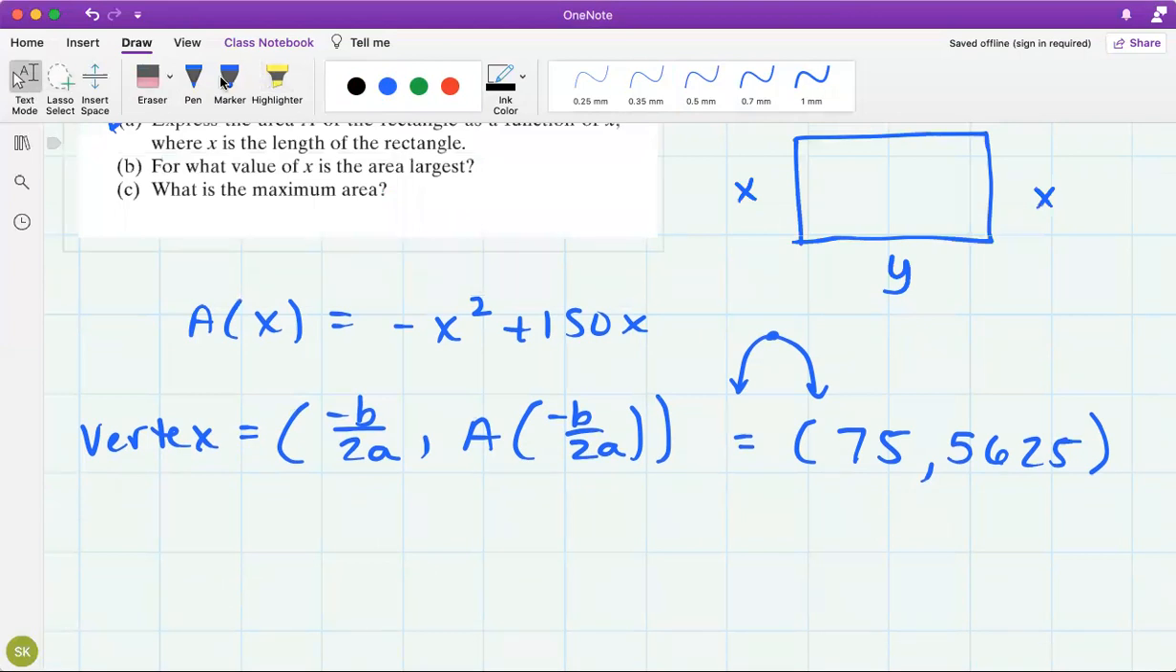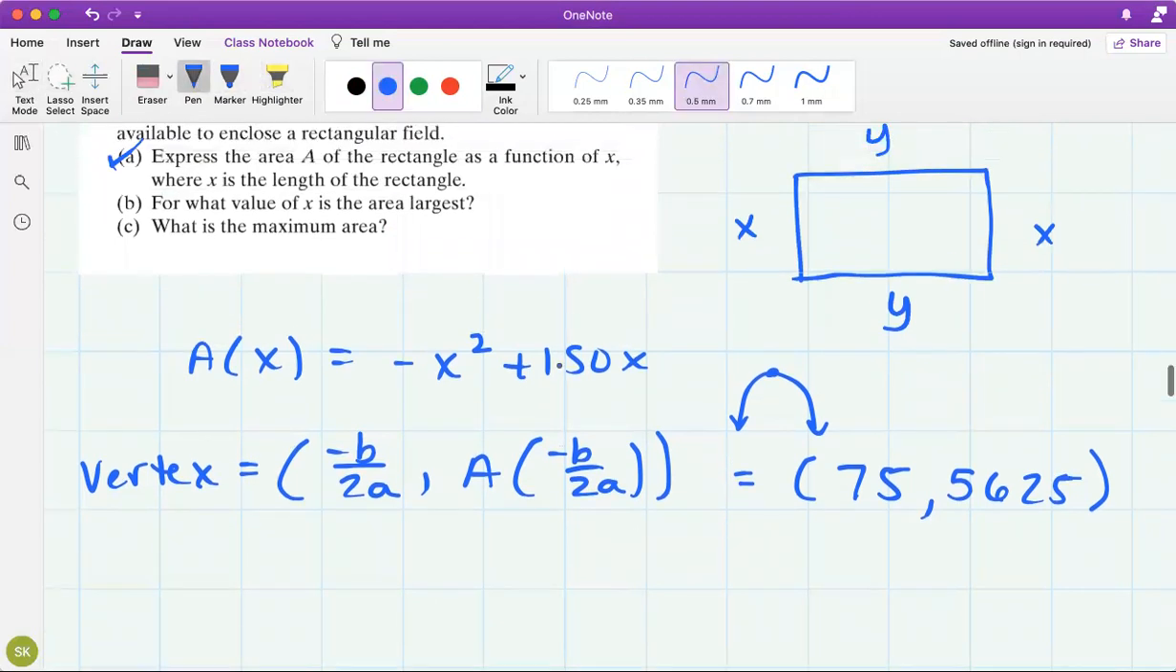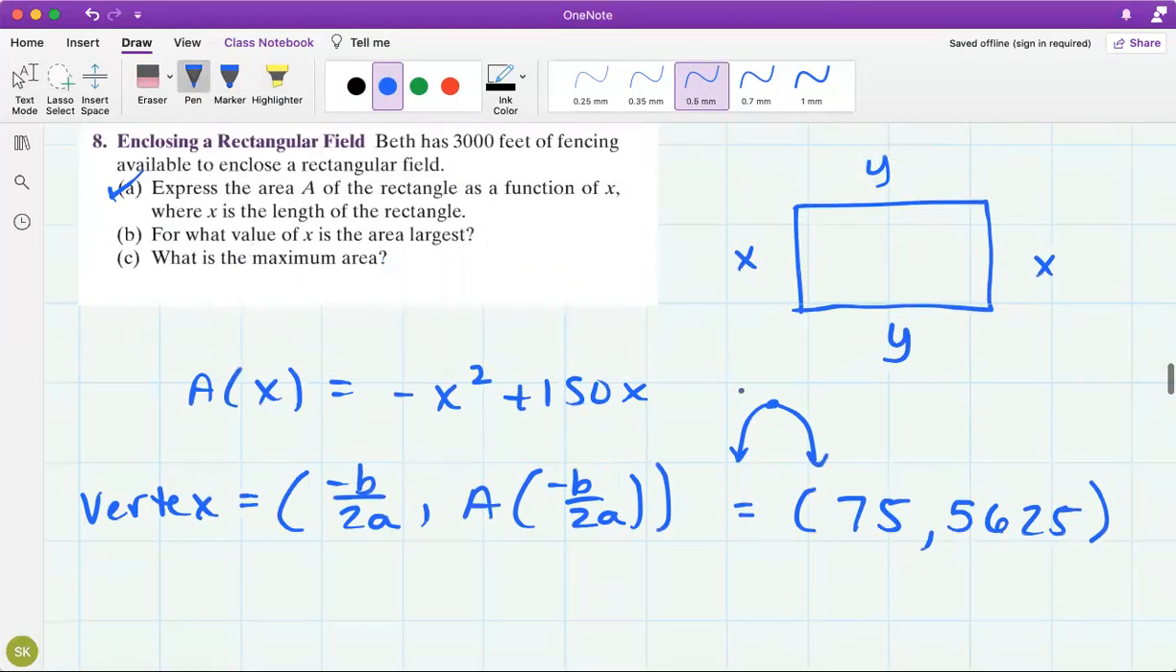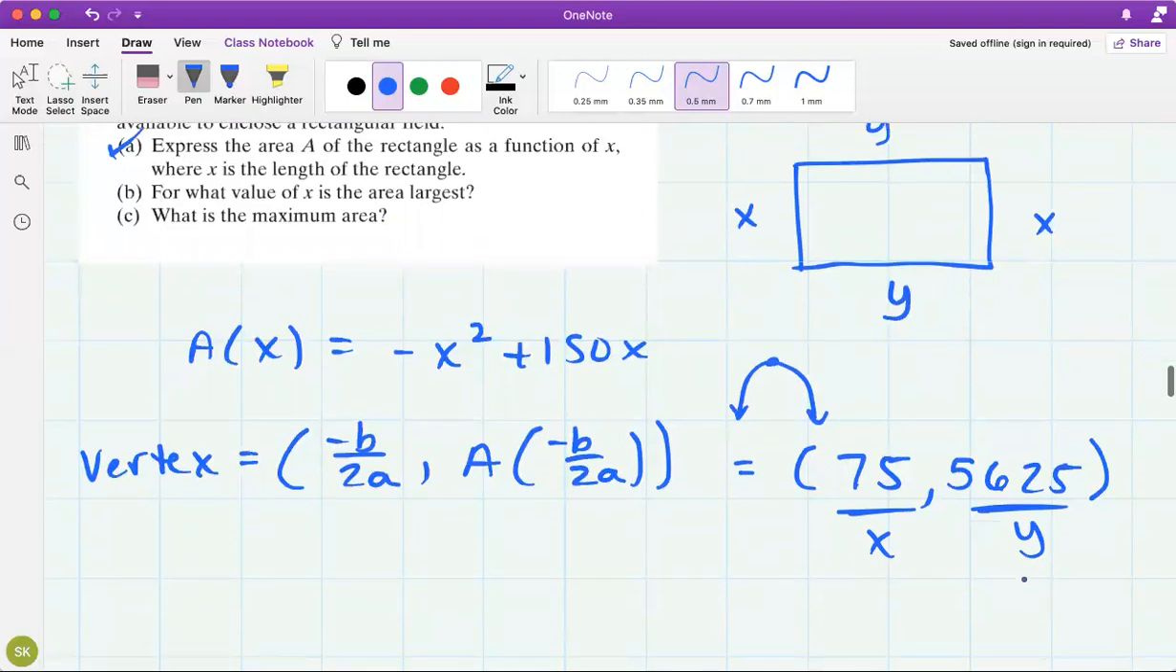Okay, from there, we found this is X. Remember, this is the X value and this is our Y value. And the Y value is the same thing as the area. So this number here is the value for which the area is the largest, which is 75. And the maximum area is this value here. Because remember, this is a point on the parabola, and the parabola gives us all the values of the area. So 5625 is part C.